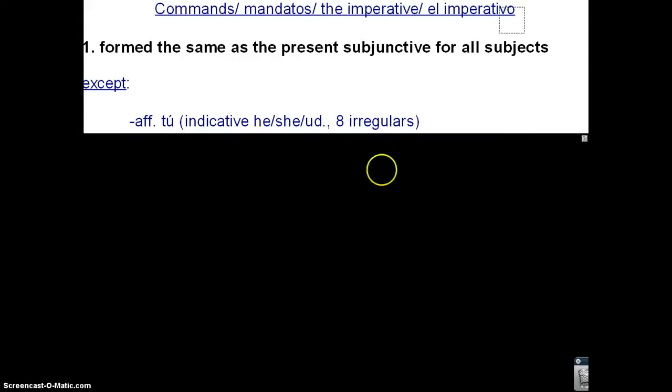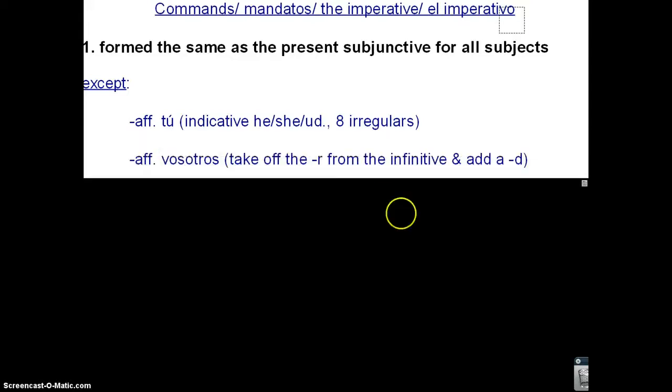be come. Also an exception we've been talking about lately are your affirmative vosotros commands, because all you do is take off the R from the infinitive and add the letter D. That's all you do for affirmative tú and affirmative vosotros commands. Otherwise, the negatives and all other commands take the present subjunctive, drop the O, opposite ending.